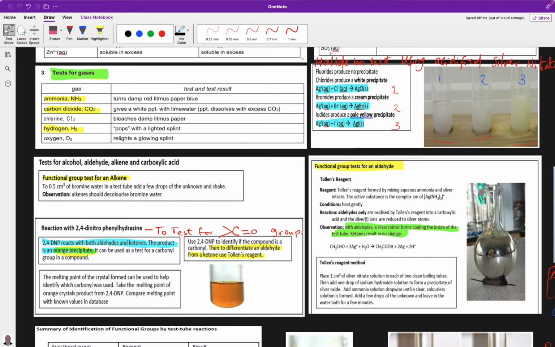So if there are gases that are produced, use litmus paper. Litmus paper will lead you to the next test to finally confirm the gas. Learners, these are some of the tests you'll be going through when it has to do with inorganic chemistry.